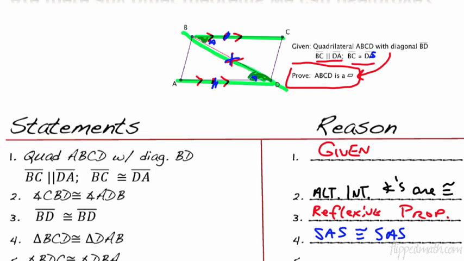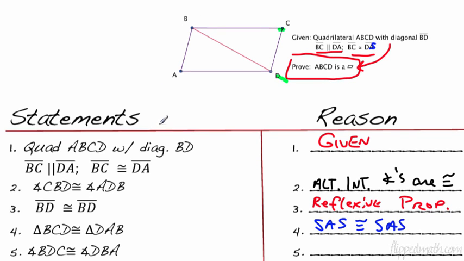I'm going to erase a lot of this stuff here. Let's get rid of some of this so we can clean it up a little bit. But we have these two triangles are congruent to each other. Now what's the next statement? Angle BDC, this angle here, is congruent to DBA, that's right here. They're congruent to each other. How do we know that? Remember, these two triangles are congruent. We just proved that.